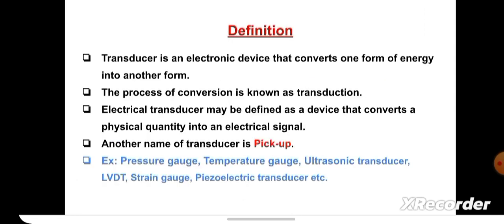A transducer is basically an electronic device that converts one form of energy into another form, and this process of conversion is known as transduction. Whereas an electrical transducer may be defined as a device that converts a physical quantity into an electrical signal. Pickup is another name for a transducer.